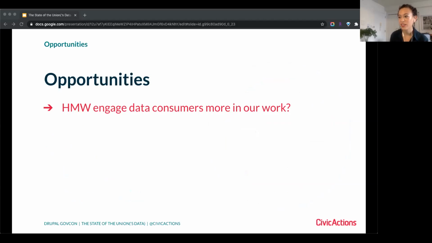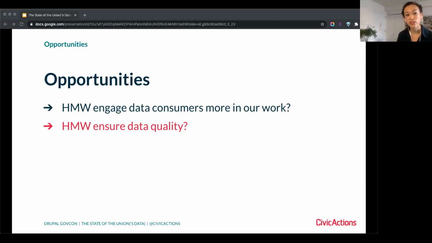So our first opportunity here is how might we engage data consumers more in our work? From the data that we share to how we share it, to supporting getting it found and used, how can we really bring together the two sides of the data conversation? We're also asking, how might we ensure data quality? We've gotten really good at making sure data gets published, and we saw a lot of really awesome ways that the data publishing problem is getting solved. But now we're asking ourselves, how do we make sure that it stays useful?